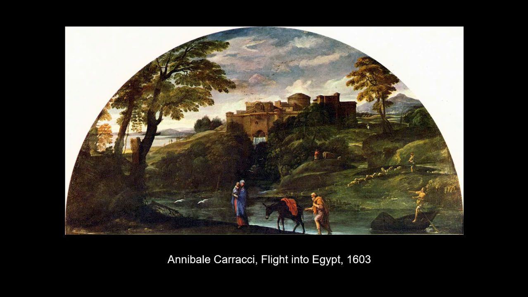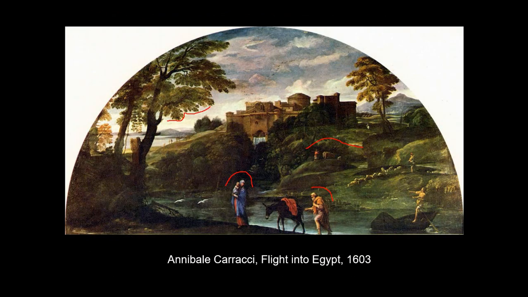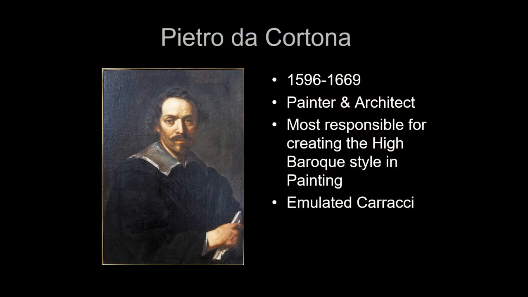Here is the flight into Egypt, where we have Joseph, the donkey, and Mary and Christ child fleeing into Egypt, but most of the scene is given over to this kind of classical landscape. But still it has this richness, this surface and tactile richness. You can see all the leaves and the features, etc. So even though it isn't the busy party of the Triumph of Bacchus, it still betrays some of that kind of Baroque intensity.